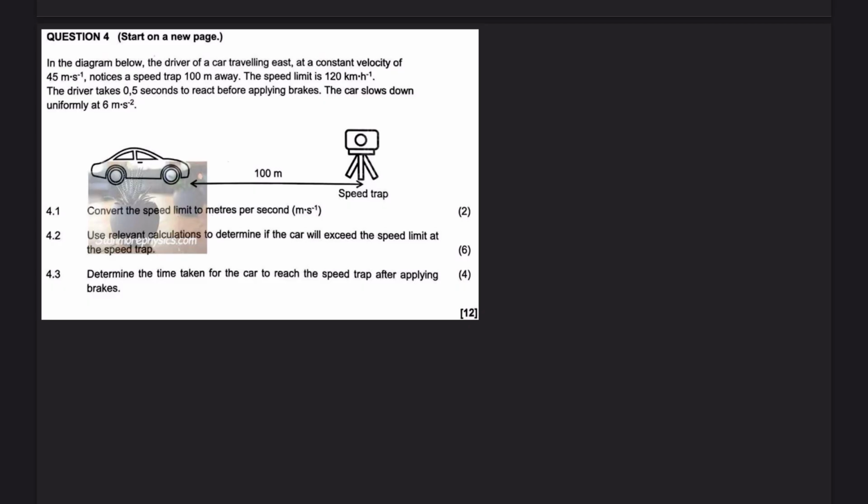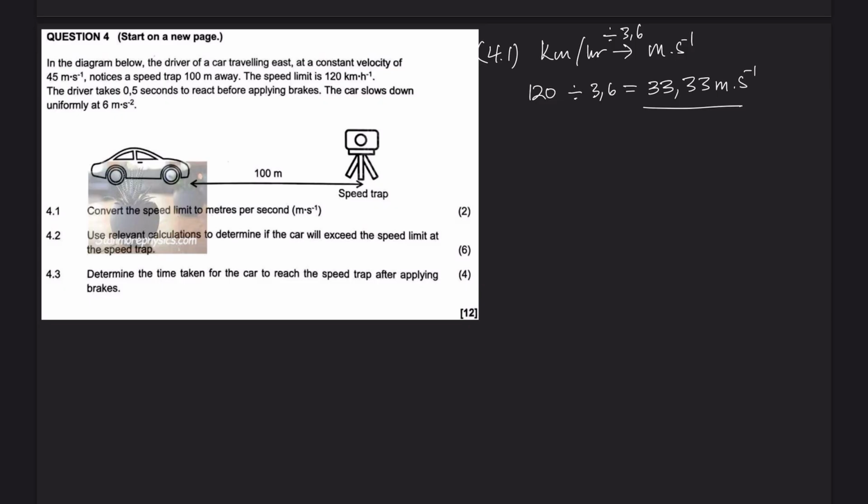Convert the speed limit to meters per second. So this one is quite simple. When you want to convert from kilometers per hour to meters per second, you divide by 3,6. Okay, so 120 divided by 3,6 is equal to 33.33 meters per second. So that's the speed limit, right?